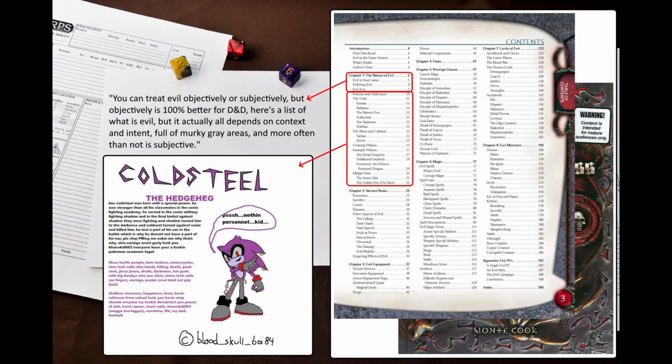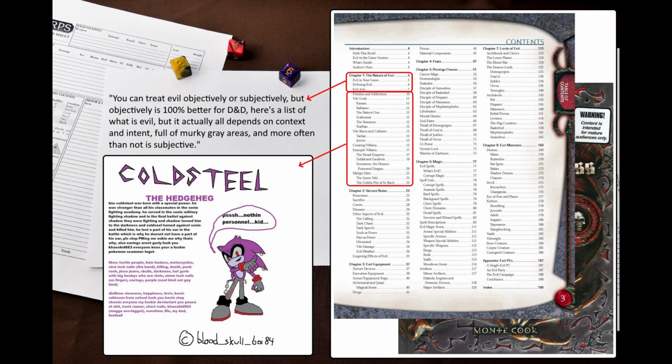The book starts off with a chapter that describes the nature of evil. It presents 2 approaches, the objective approach and the relative approach. This is only the start of the book, but it already cannot really make up its mind. It says that the objective approach works much better in D&D, but then, when describing objective evil, says that it's all relative and dependent on context and intent. So objective evil isn't that objective, and full of murky gray areas.